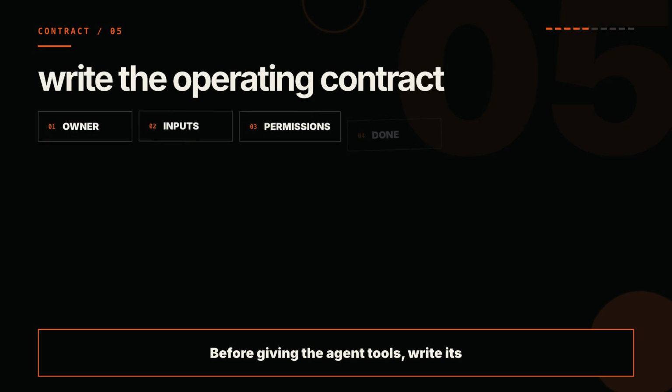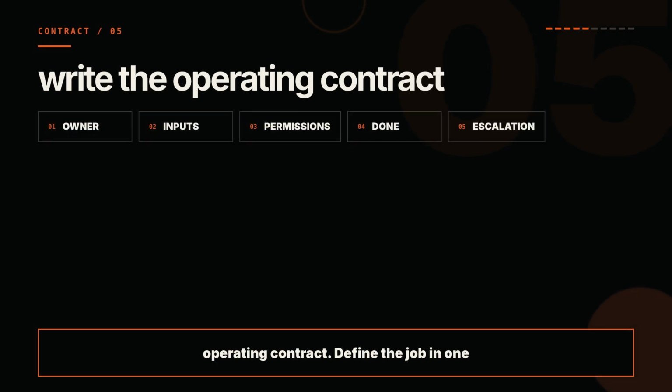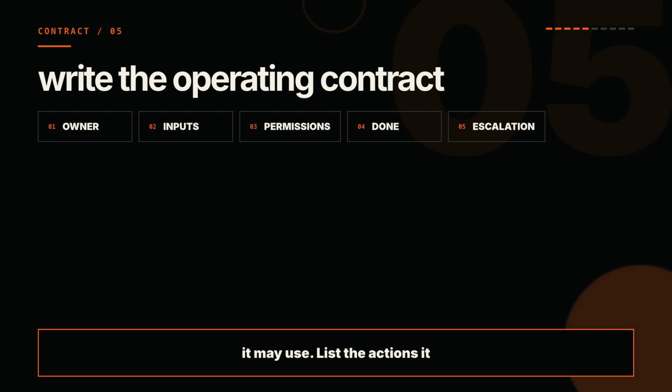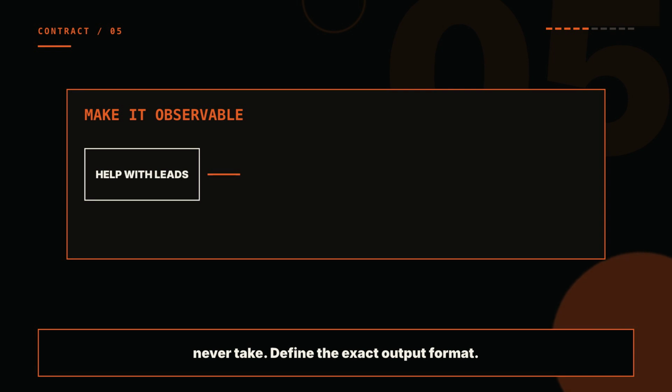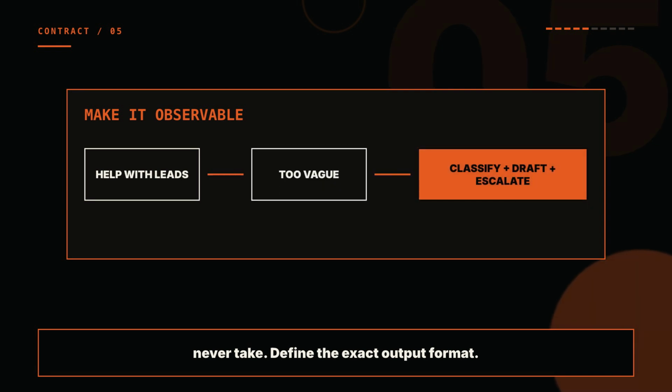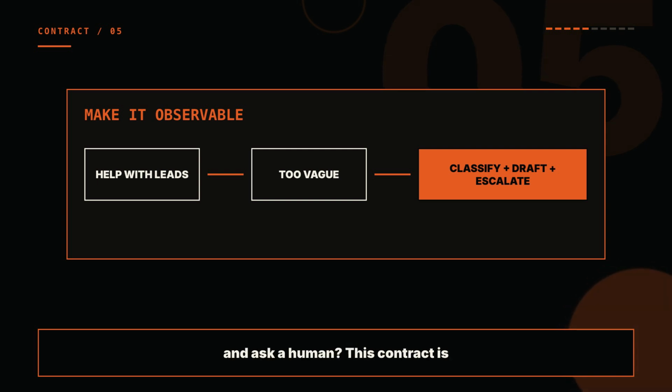Before giving the agent tools, write its operating contract. Define the job in 1 sentence. Name the owner. List the inputs it may use. List the actions it may take and the actions it must never take. Define the exact output format. Explain what done means. Finally, define the escalation rule. When should the agent stop and ask a human?